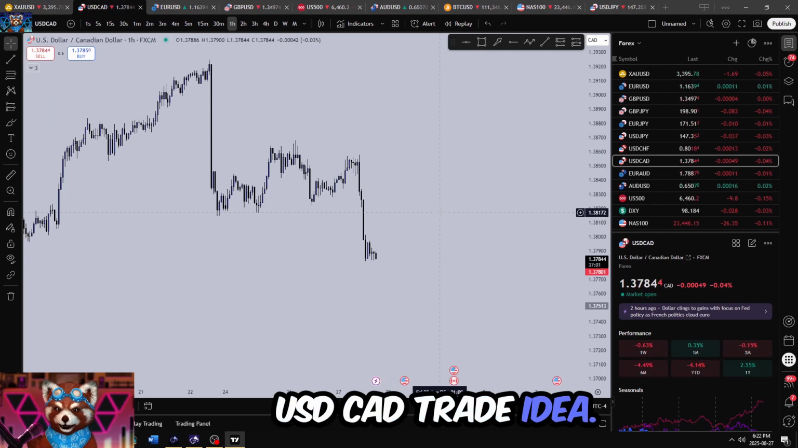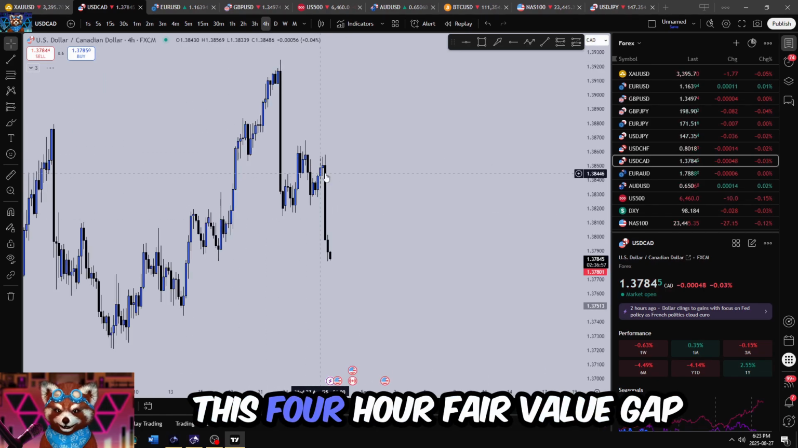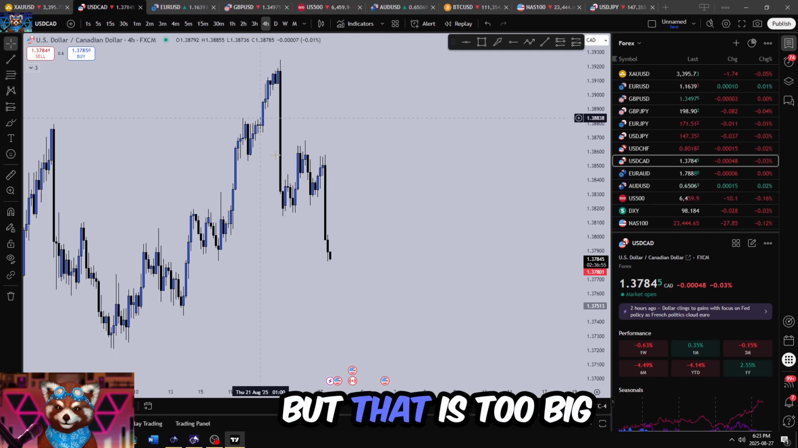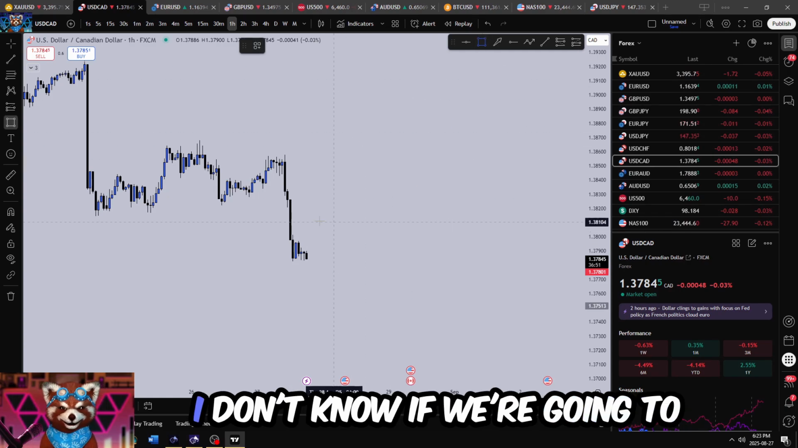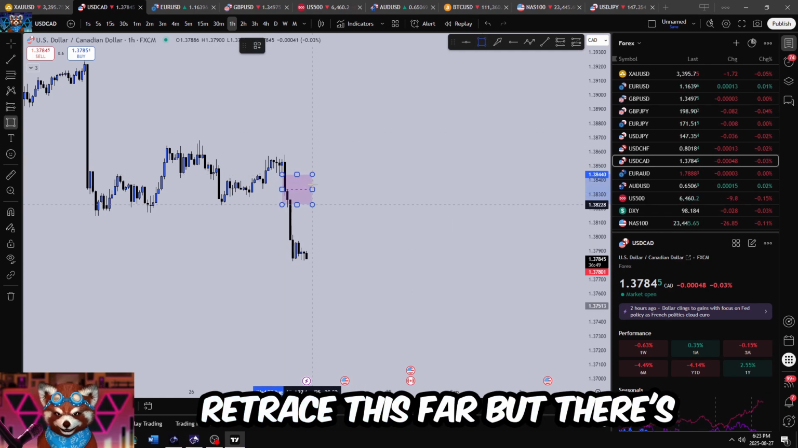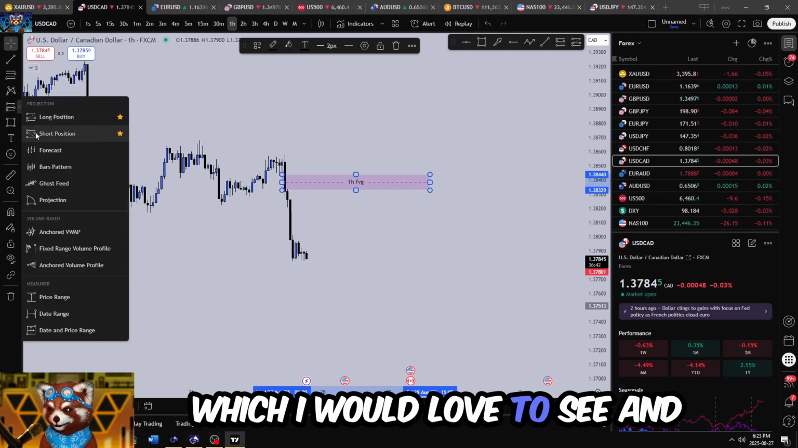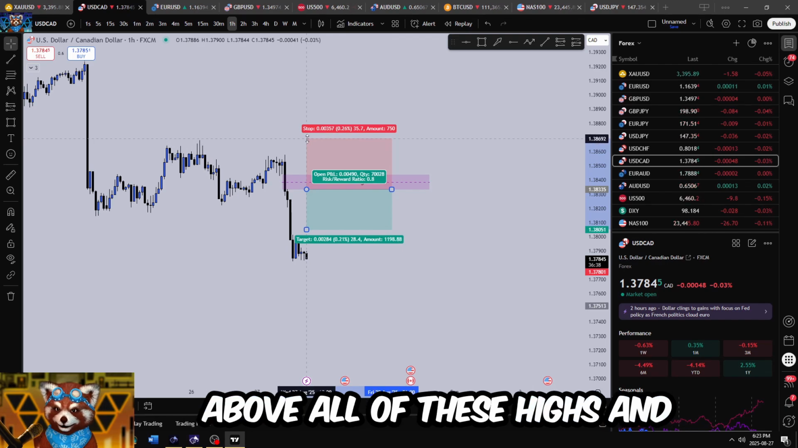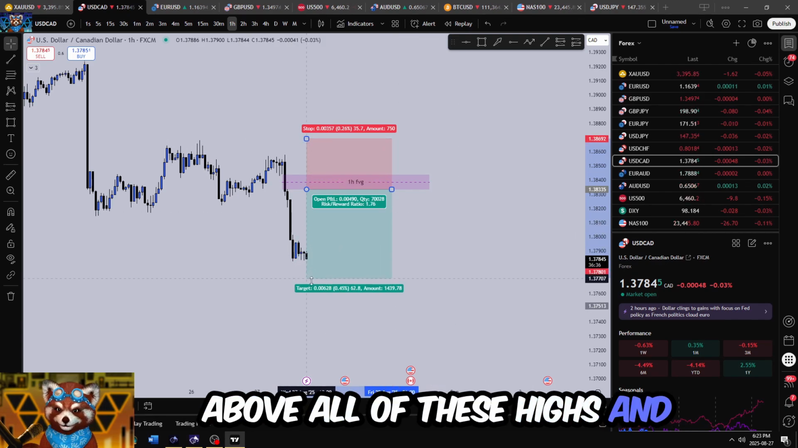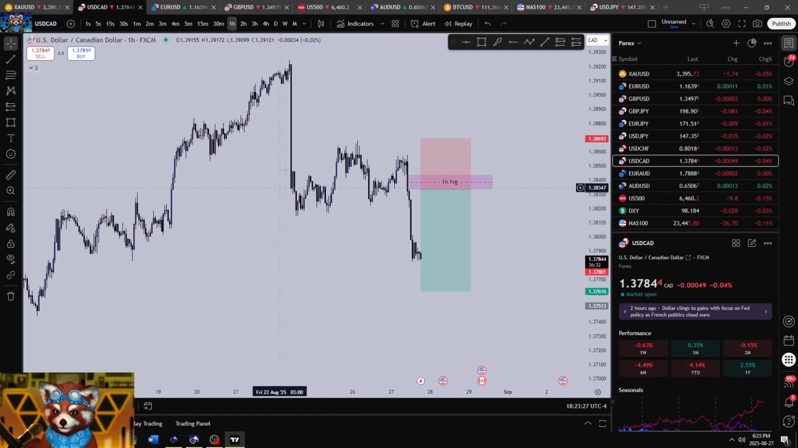USD CAD trade idea. As you can see, we have this 4 hour fair value gap, but that is too big, so we bring it down. Ideally, I don't know if we're going to retrace this far, but there's this 1 hour fair value gap, which I would love to see and place an order like this. Stops above all of these highs.